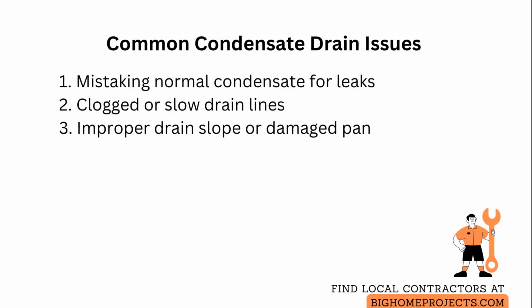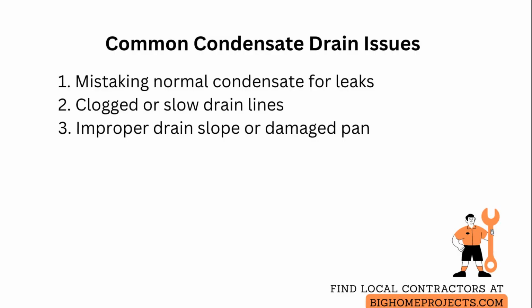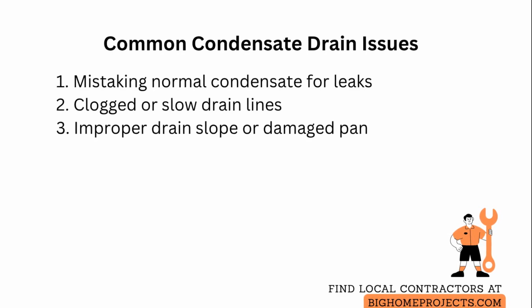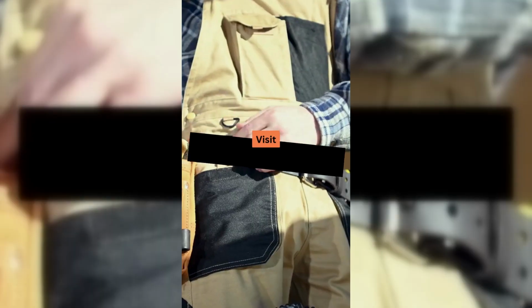A third concern is improper drain slope or standing water in the pan, which can indicate misinstalled piping or a damaged pan. Correct slope to ensure gravity drainage, and replace or repair the pan promptly to prevent corrosion and overflow.